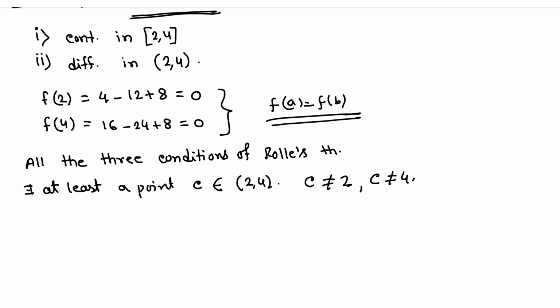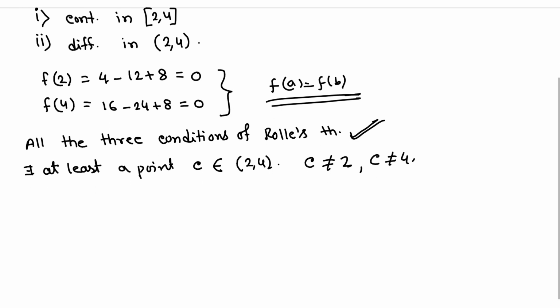And if the point C lies in this interval 2, 4, then we can say that Rolle's theorem is verified. If it is satisfying these three conditions, we cannot yet say that Rolle's theorem is verified. We can say that it is satisfying the three conditions of Rolle's theorem, but it will be verified when we can verify that the point C is in the interval 2 comma 4.